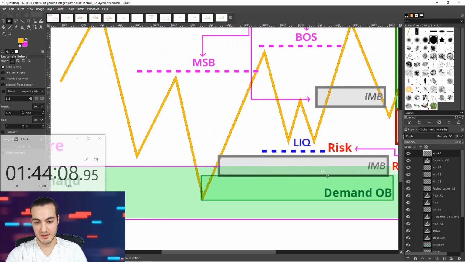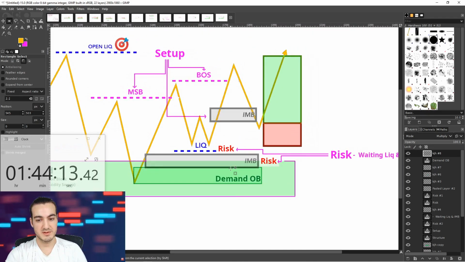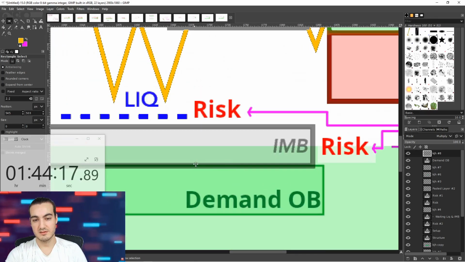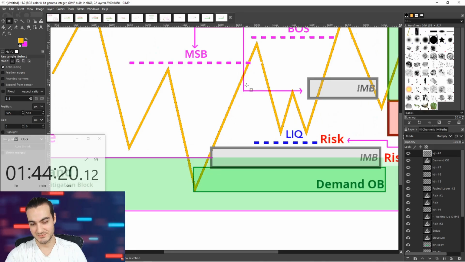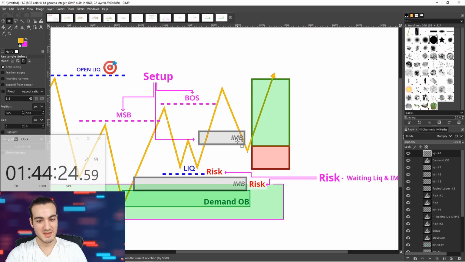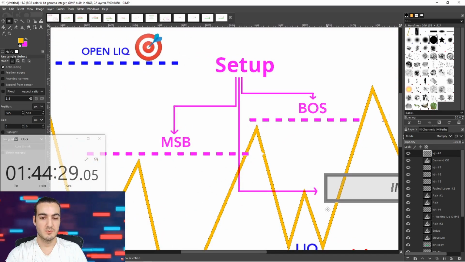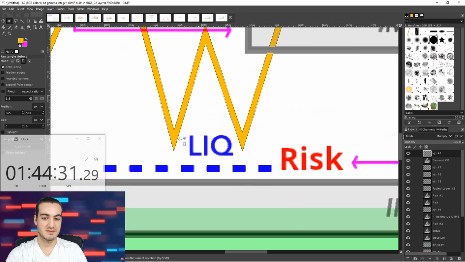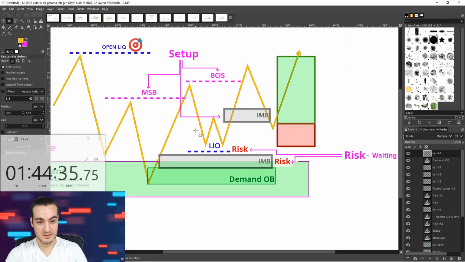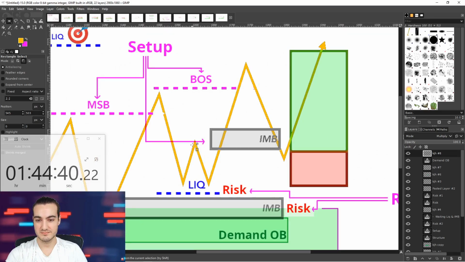A better trade to place, if you had the patience, would be down here in the demand order block, or the imbalance that creates the market structure break. So in this case, things look positive at first, but little things like the equal lows and an imbalance down here are not favorable.